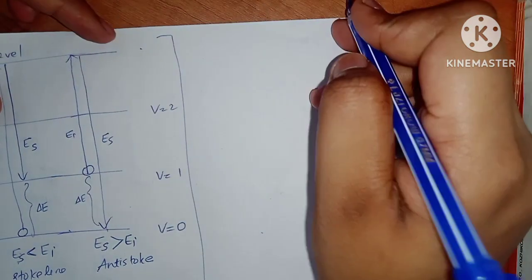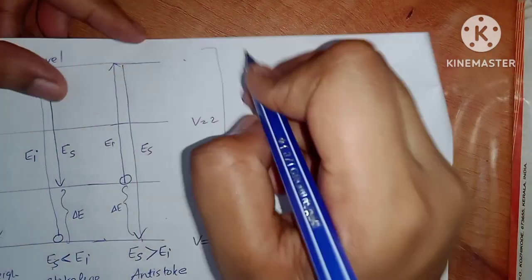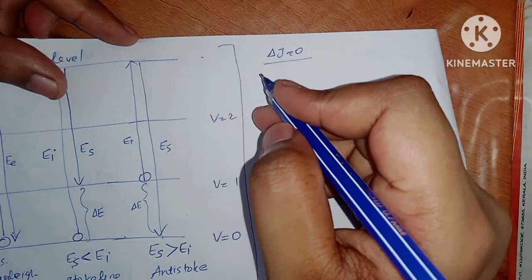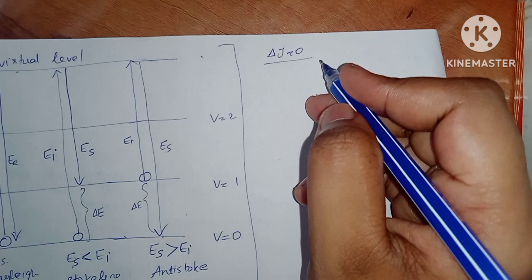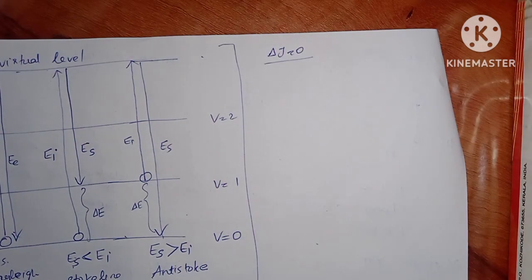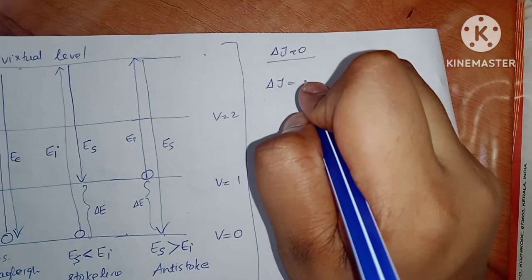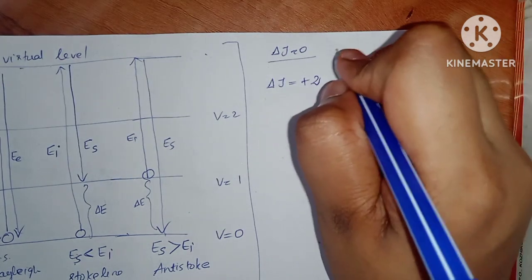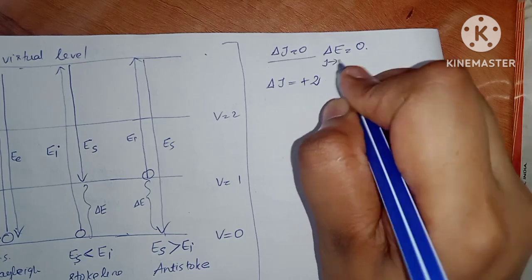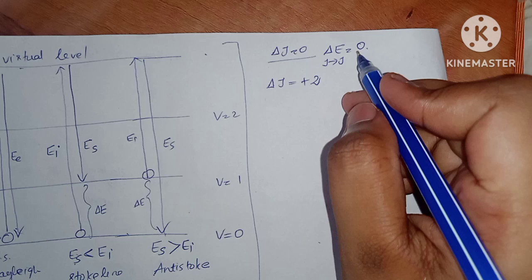Now we have to consider the energy required for this type of transitions. So first, delta J equal to 0. For delta J equal to 0 transition, there is no need of extra energy we have to provide. The energy required is 0 here, let's say. Energy required from J to J, same level. The transition is between same level, J to J level is 0.